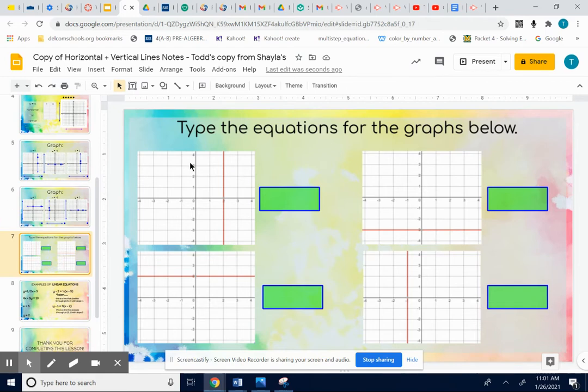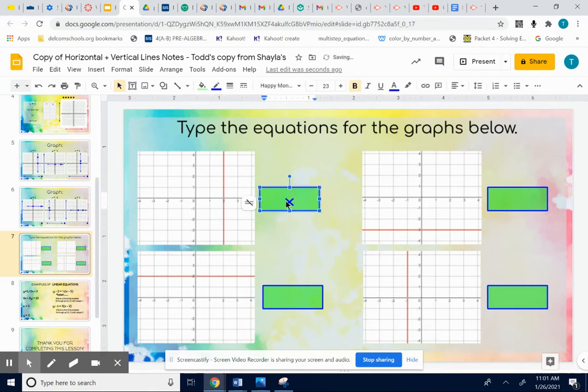If you look at this first graph, I see I have point (2, 0), and I have (2, 1), and I have (2, 2), and I have (2, 3). I can tell that the x-coordinate of that line is always 2. That's how I think of it. So I know the equation is x is always 2. x equals 2.